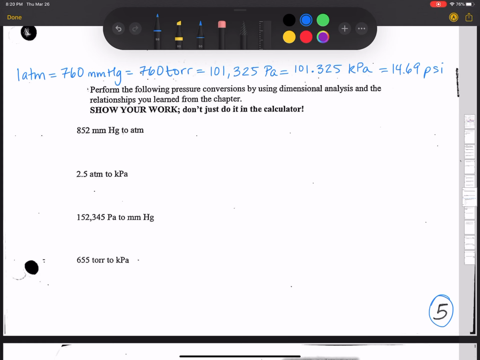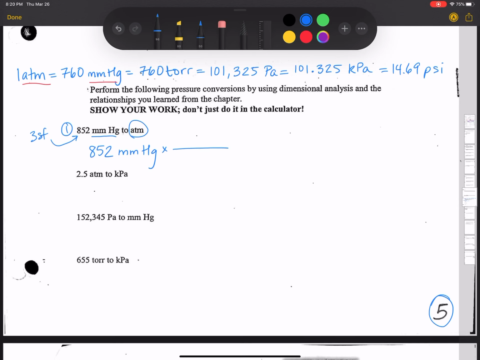So I'm going to start with this first question right here. I'm going to focus on converting 852 millimeters of mercury to ATM. Remember, 852 is 3 sig figs. I'm trying to go from units of millimeters of mercury to units of ATM, so my ideal conversion factor would include millimeters of mercury and ATM. When I go to do my work, remember, I always want to start with my data, and convert from millimeters of mercury to ATM.